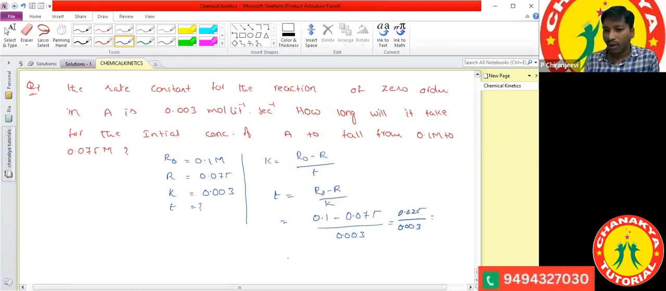We can simplify this: 25 divided by 1000 over 3 divided by 1000. The 1000 is cancelled, so we get 25 by 3. If you take the 25 by 3 value, you'll get 8.3 something. So 8.3 is the answer.